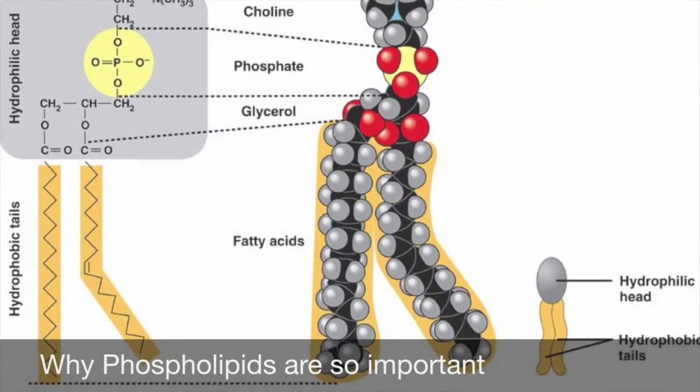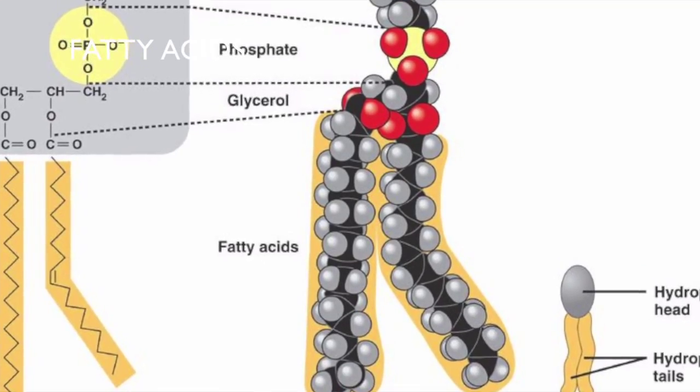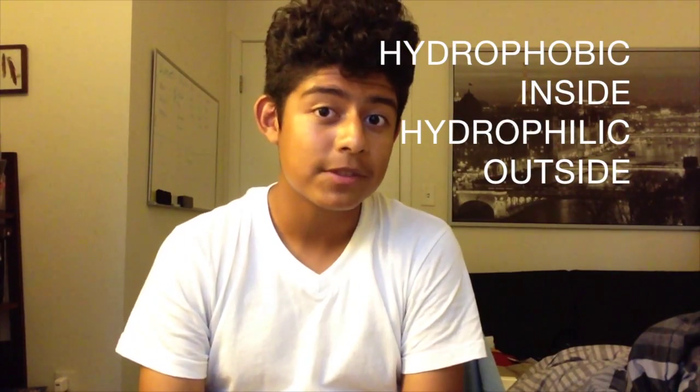Phospholipids are so important because cells need them, as well as us. Phospholipids are the same as fats, the only thing is that they have 2 fatty acids. Phospholipids are unique because hydrophilic and hydrophobic parts are combined. Hydrophilic loves water, and water is outside.